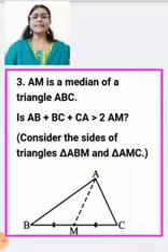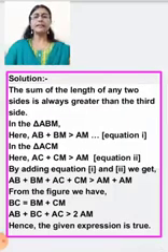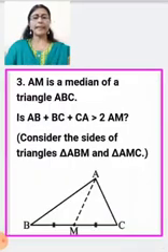A triangle ABC is given and AM is the median, which is dividing this triangle into two triangles, that is triangle ABM and triangle AMC. Now you have to prove AB plus BC plus CA is greater than 2AM. Now first we will consider this triangle. Here you see, we will write first the sum of the length of any two sides is always greater than the third side. Now we will take first triangle ABM.